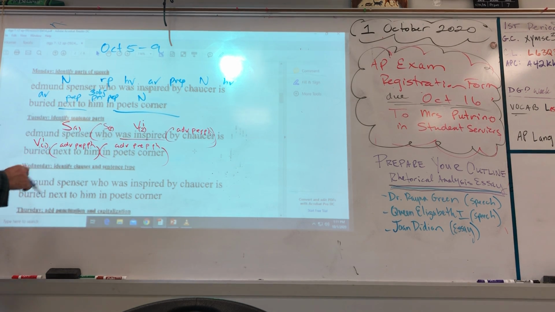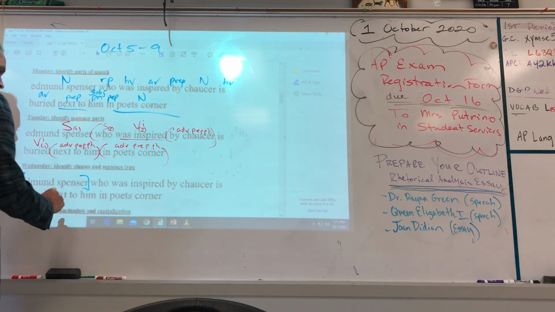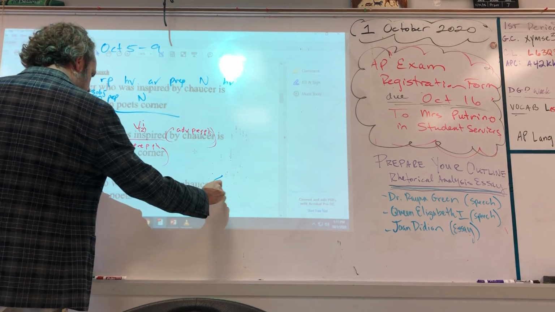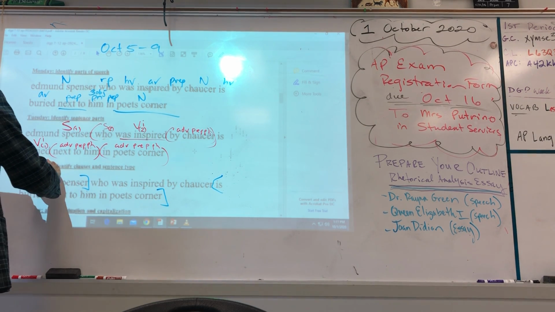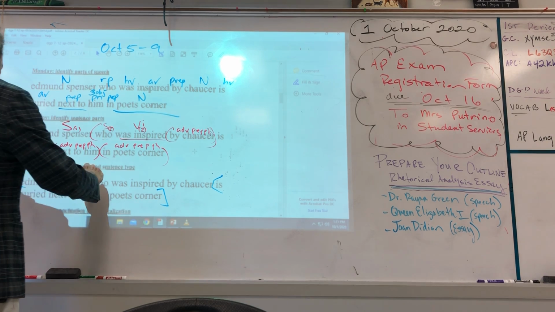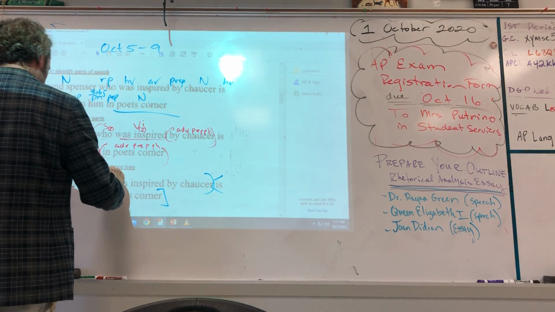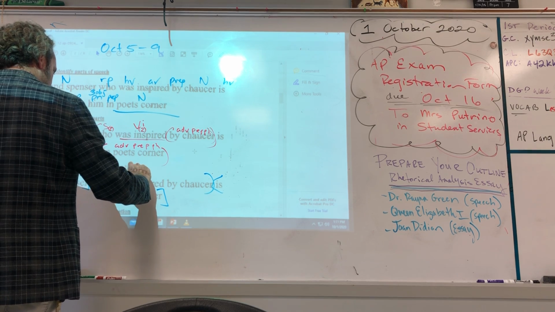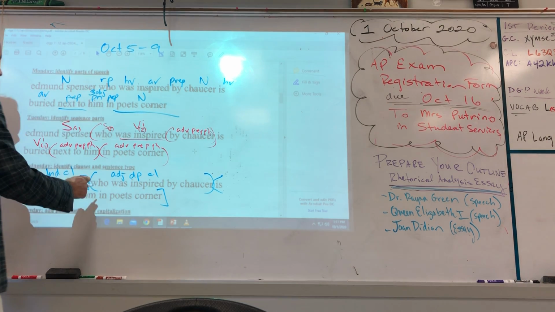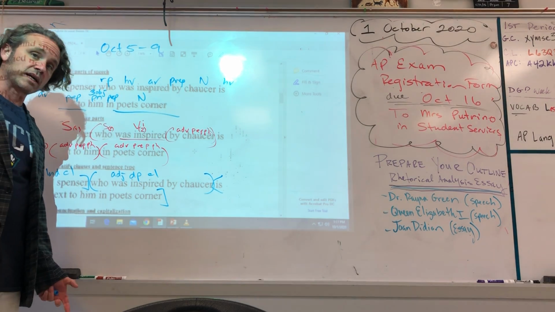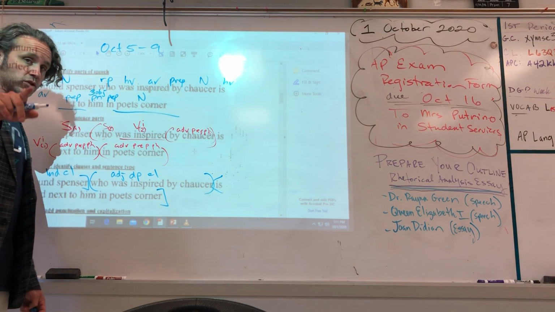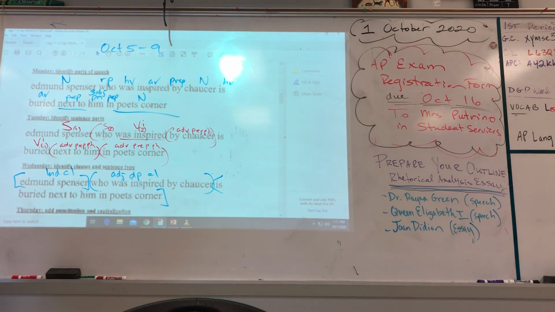Edmund Spenser, who was inspired by Chaucer, is buried next to him in Poets' Corner. So I want to identify these clauses. So Edmund Spenser is buried next to him in Poets' Corner. This is our independent clause. And who was inspired by Chaucer is an adjective dependent clause, because of this relative pronoun that reflects back on Edmund Spenser. It's really kind of like a non-essential appositive, which should give you a hint about how we're going to punctuate this bad boy.